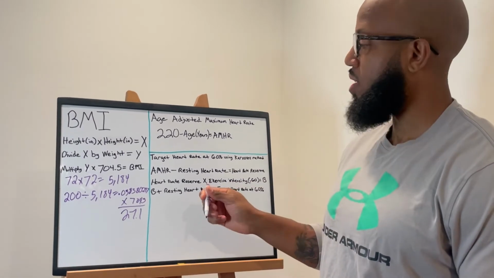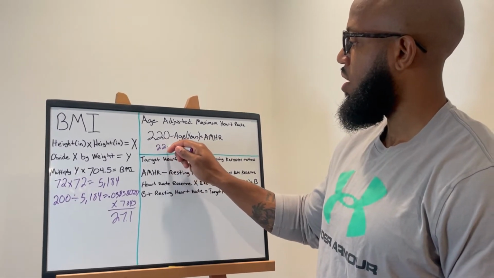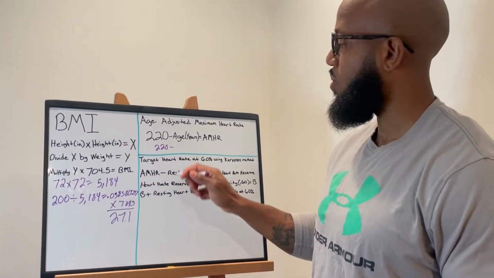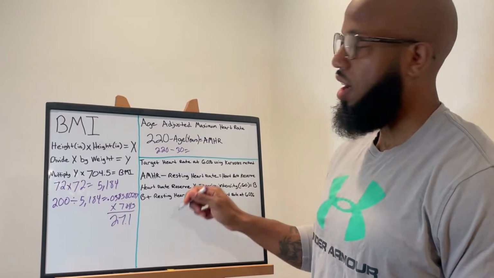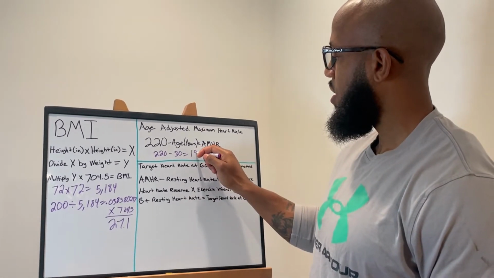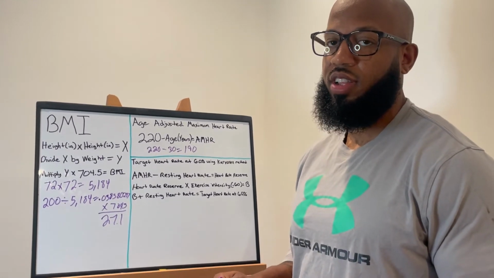So again, I'm going to use myself for this calculation. So let's start off with 220. And I'm 30 years old. We're going to subtract that by 30. And that's going to give us 190. So my age-adjusted maximum heart rate is 190.